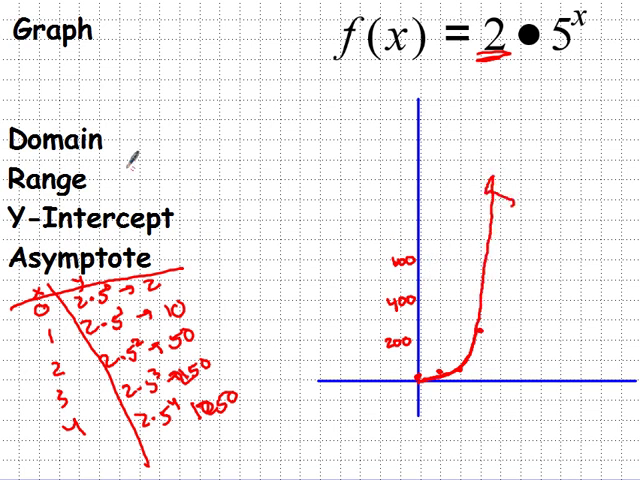Domain is all real numbers. All the x values work here. Okay, I could go negatives if I wanted to, and this is going to get closer and closer to 0, but it's never going to touch it. My asymptote is y equals 0. It's never going to get to 0. It's never going to cross that barrier. My y-intercept is 2, and my range is y is greater than 0. Because my asymptote is y equals 0, that means everything has to be greater than 0.